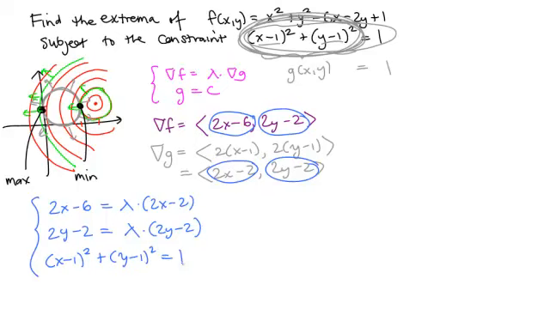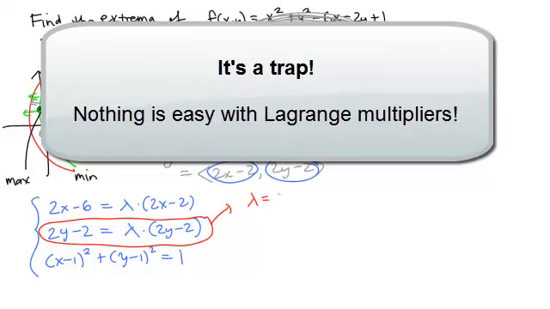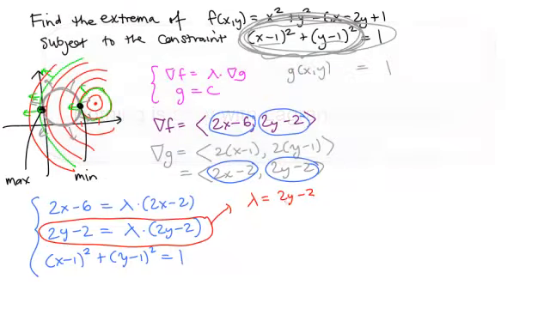So let's go through and solve this particular system of equations. The first thing I'm going to do is pick one of these equations and solve it for one of the variables. And this equation seems suspiciously easy. Just check it out. It says that lambda is equal to (2y minus 2) over (2y minus 2). Well, that would mean that lambda is equal to 1.